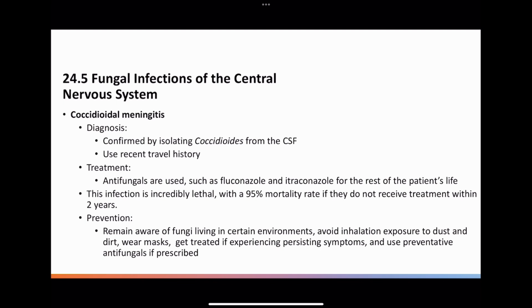Due to this infection being incredibly lethal with a 95% mortality rate, they can die if not given treatment within 2 years. In order to prevent this infection, it is important to remain aware of the fungi living in certain environments, especially if you live in their environments. Also, to avoid inhalation exposure to the dust and dirt, wear masks when in these environments, get treated if experiencing persistent symptoms such as the severe progressing headache, and use preventative antifungals if prescribed.